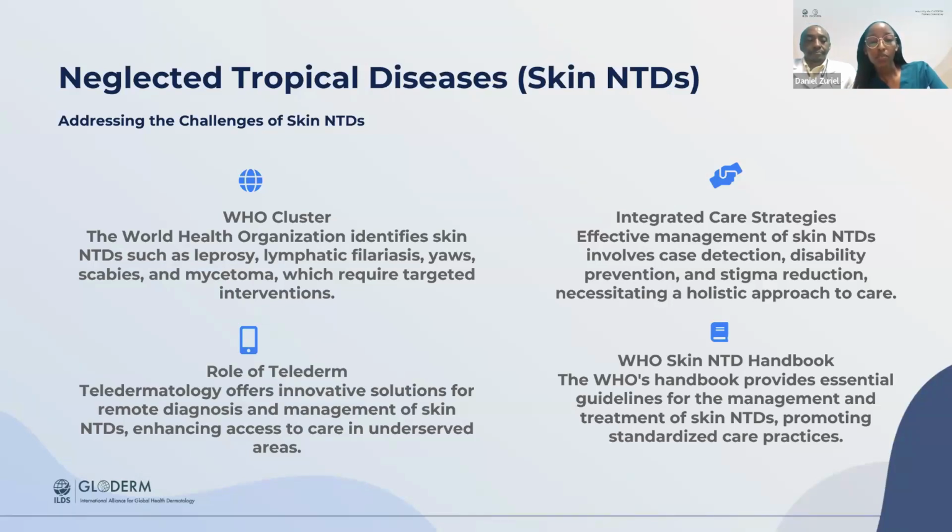It is very important because when the people at the primary care level are able to identify diseases, they are able to refer the patients and also assist in early management of the diseases before they become chronic and debilitating for the patients. We also have the World Health Organization Skin NTD handbook that is readily available, and it's a guideline to assist people at the primary healthcare level to manage and treat some of the neglected tropical diseases, which helps better the quality of lives of these patients.